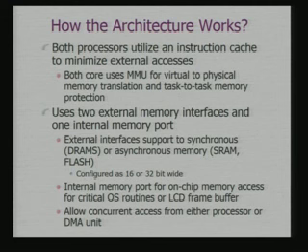Now, how does this architecture really work? Both processors utilize an instruction cache to minimize external accesses. That is what we have already seen in the architecture diagram. They both use an MMU, memory management unit, for virtual to physical memory translation and task to task memory protection, because these processors will have distinct tasks, and their tasks need to be protected against violations of access.